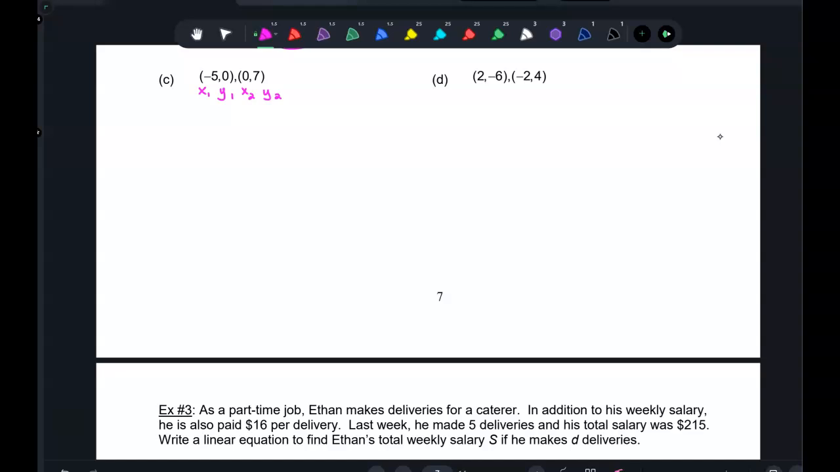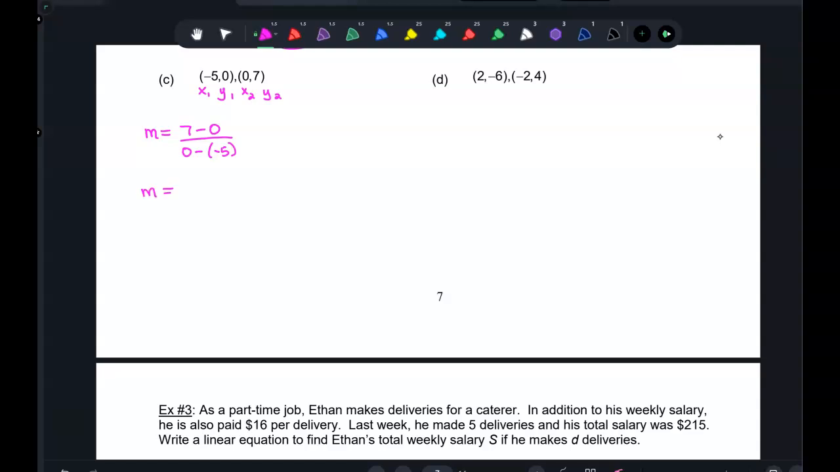Oh, my question. Because it's 7 minus 0, and 0 minus negative 5 in the bottom. What? Plug it into the formula, y2 minus y1. That's what I did. No, in the denominator you didn't.